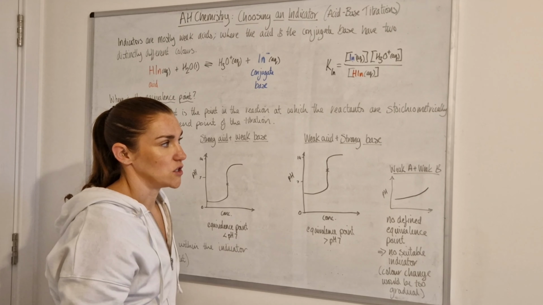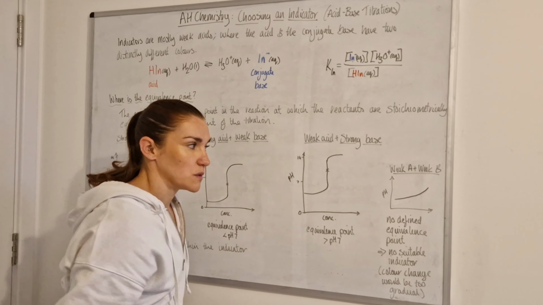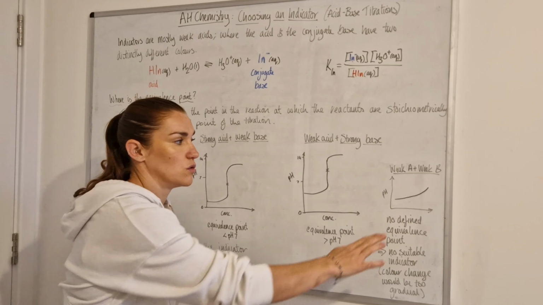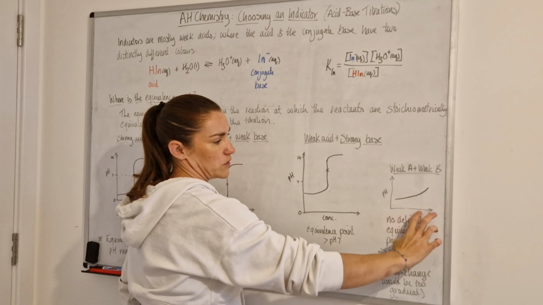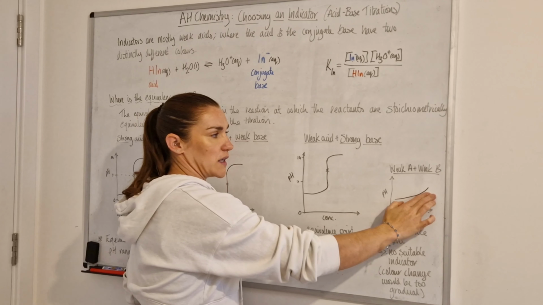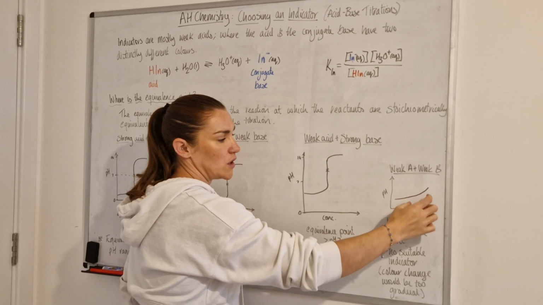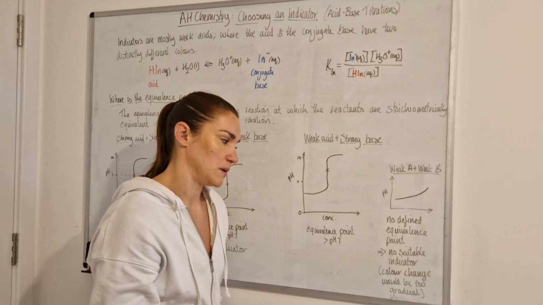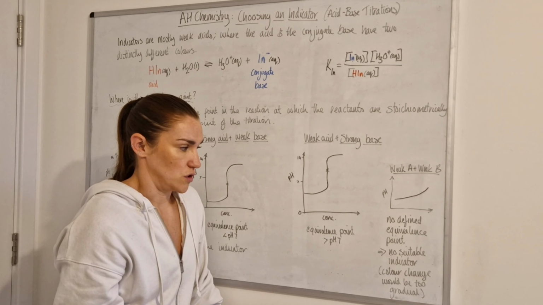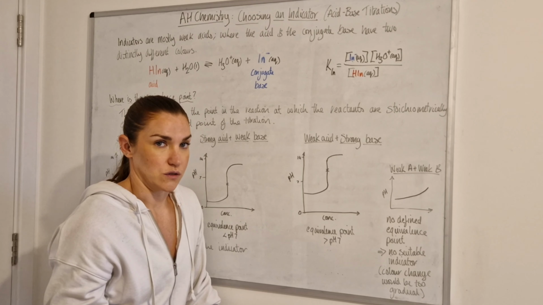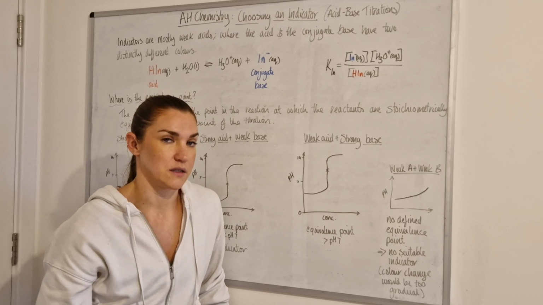Okay, and the last combination is a weak acid and a weak base. We actually aren't able to do titrations with this combination because there is no defined equivalence point. So this is what the pH against volume of titrant added graph would look like for that combination, and as you can see there's no steep straight part of the curve, which means there's no defined equivalence point, so you wouldn't be able to get an accurate endpoint, so therefore there's no indicator that would actually be suitable, because the colour change would be too gradual. So we don't actually do titrations with weak acids and weak bases.